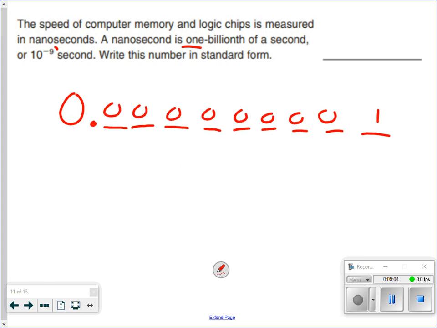See how I did that? All I did is look at this negative 9, counted 9 spaces to the right of my decimal because that would be my negatives. My positives would be on my left, and there's my answer.